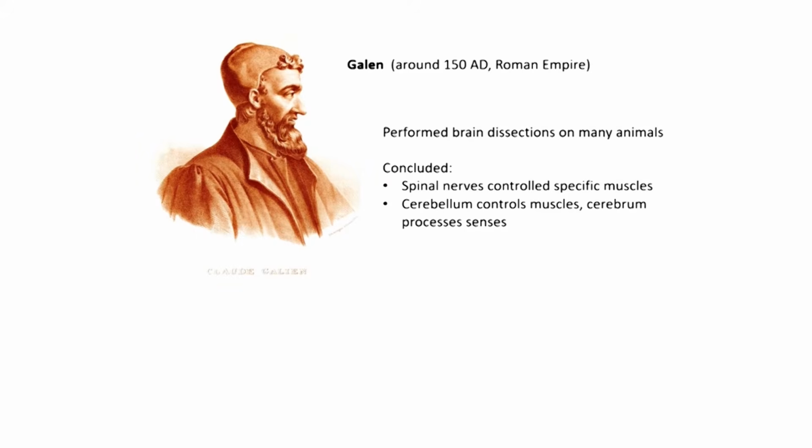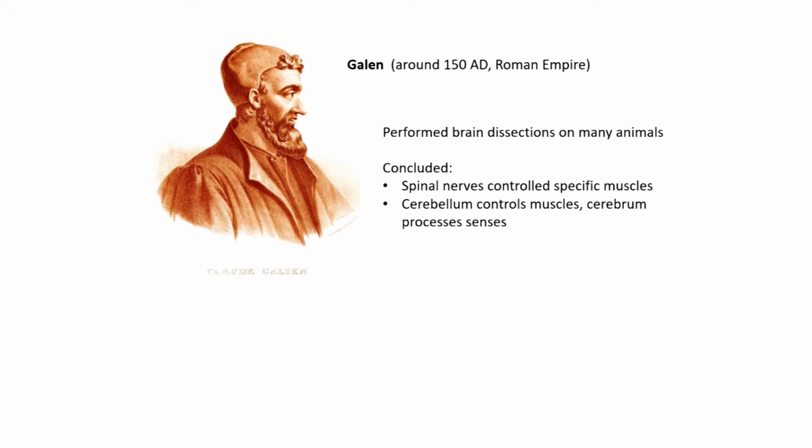After the Greeks, another person who did some remarkable work on the brain was Claude Galen. Galen lived around 150 AD in the Roman Empire. He was a surgeon by profession, so he was used to doing surgeries. And as part of his work, he did surgeries on animals and probably correlated the deficits that he saw in the behavior of the animals with the damages that were there in the brain or the nervous system.